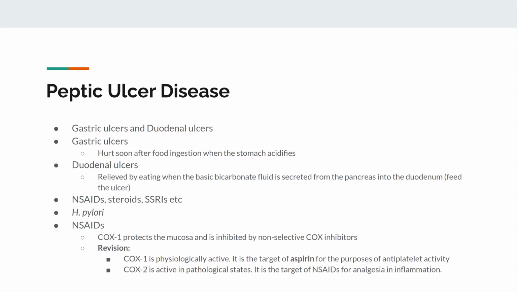Why do NSAIDs cause ulcers? Well, COX-1 protects the mucosa and it gets inhibited if you take a COX inhibitor that's non-specific. So revise the fact that COX-1 is physiological. It's the target of aspirin when you want to block the physiological activity of a platelet, whereas COX-2 is the pathologically active one that's a mediator of inflammation, and that's the target of NSAIDs when you want analgesia for inflammation.